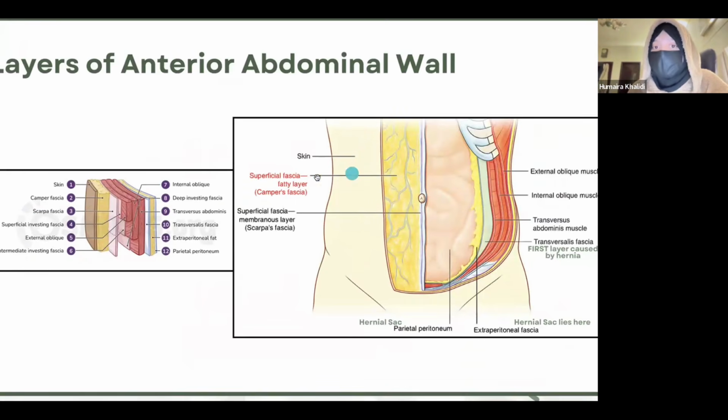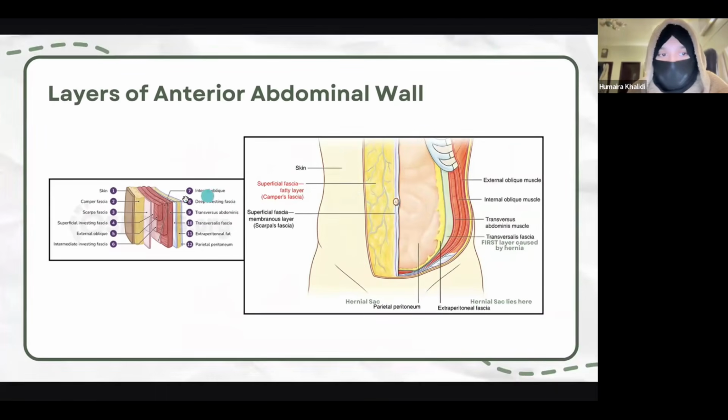Under the skin, you have the superficial fascia, which is the fatty layer, also known as Camper's fascia. You have to know Camper's fascia, you have to know the name. Very important. No one calls it superficial fascia. They all call it Camper's fascia because you have two types of superficial fascia. First is the Camper's, second is the Scarpa's. Scarpa's is the membranous layer.